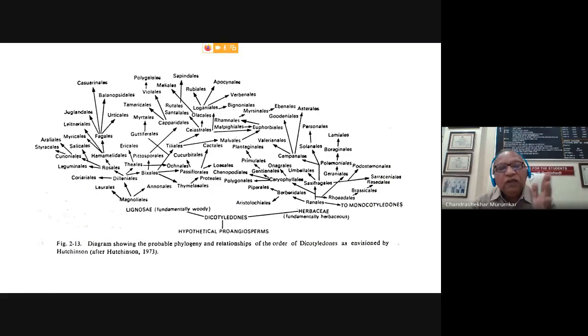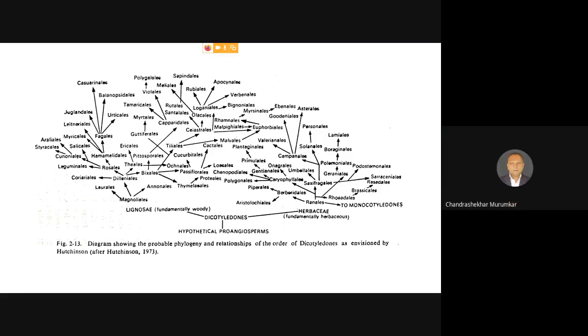When Hutchinson proposed this system of classification somewhere in 1973, his system was again totally based on the morphological characters, on the cladistic characters. Cladistic characters means the numerical characters and relationships of the morphological traits of the vegetative and floral components. They were not considering what is happening at the physiological level. They were not considering what is happening at the biochemical level. They were even least bothered about cytological relationships.